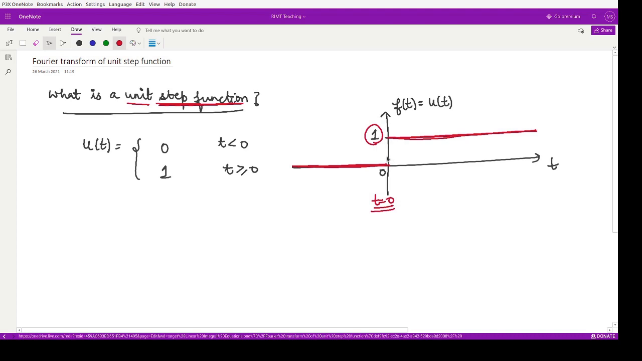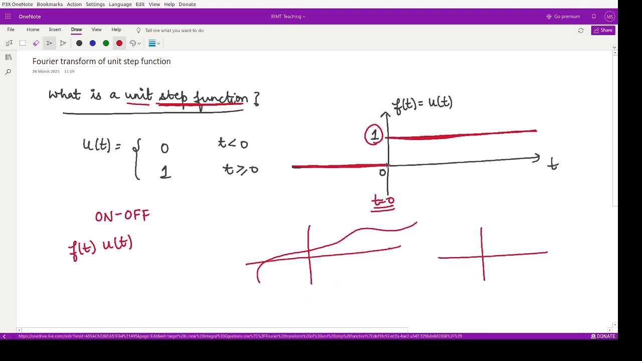It has many applications in on and off conditions. For example, in operating a certain machine, we want our signal after time t equal to 0, and before that we do not want our signal. So in that case, we multiply whatever function is given to us by this unit step function. If the function was earlier defined like this, it would now be cut off after multiplying by u of t, and it would be like this only. So this is the applicability of the unit step function.